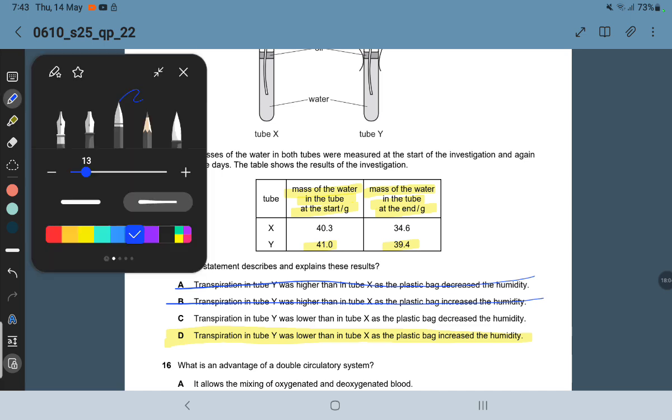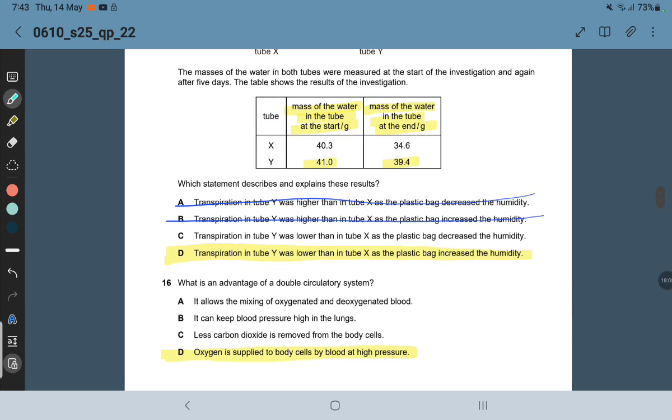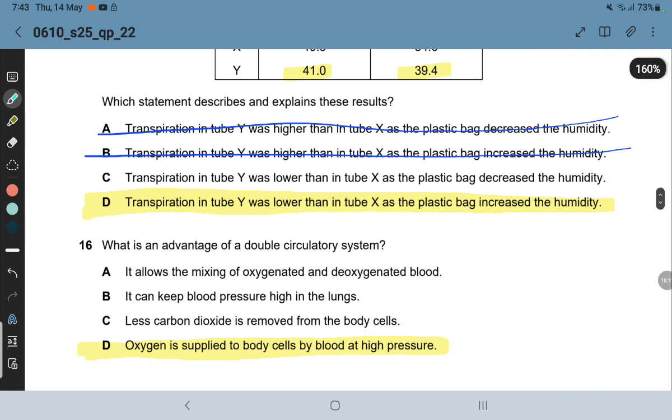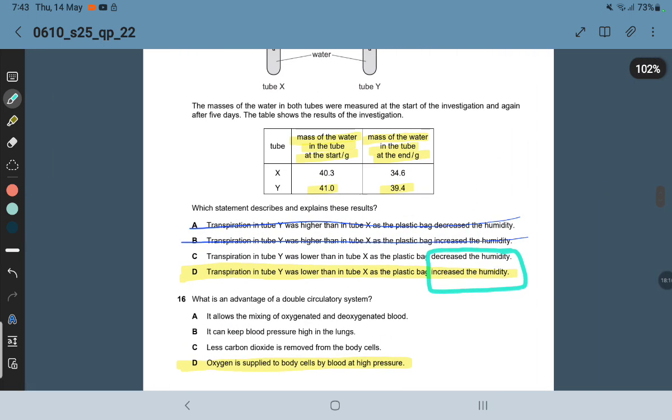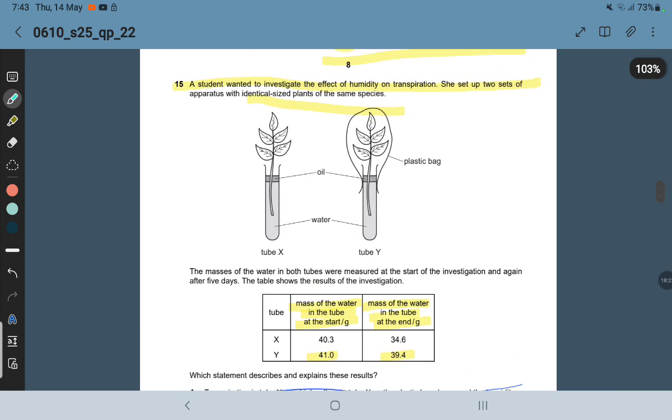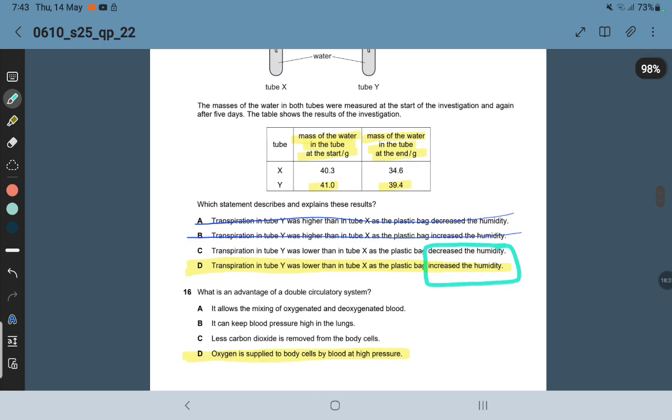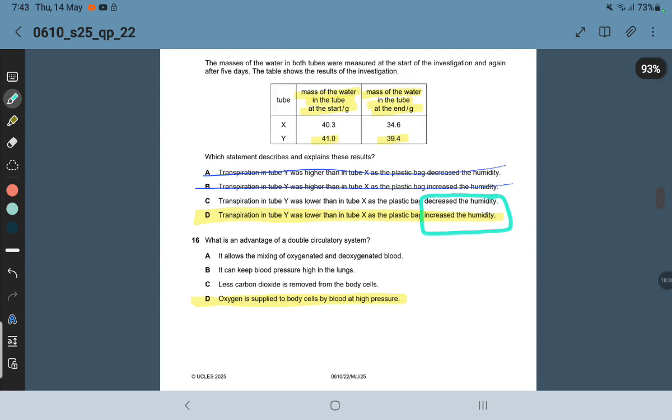Now he's cornering you in this part. So you need to focus in this column. This is where confusion starts. He's saying here, tube Y was lower than in tube X as the plastic bag increased the humidity. Of course, a plastic bag increases the humidity, it cannot decrease it, because more water vapor will be trapped inside that plastic bag as a result of evaporation and transpiration. So the water on the leaves will evaporate, creating more humidity than ever before.